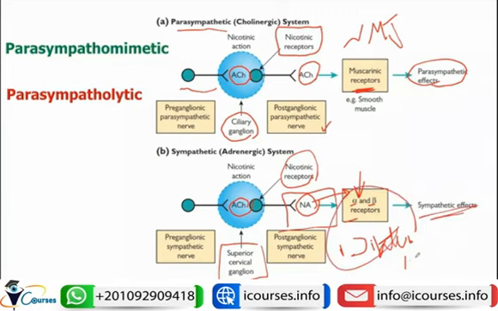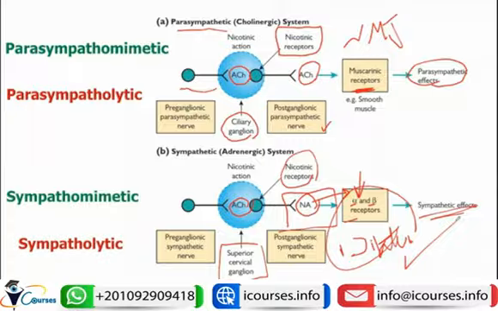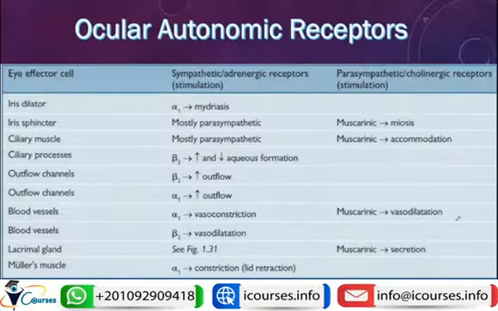So if this is a dilator pupillae muscle, this will result in dilatation of the pupil. If there is a drug that will promote the sympathetic effect, then this drug will be called a sympathomimetic. If there is a drug that will antagonize the sympathetic action over the sympathetic system, then it will be called the sympatholytic.